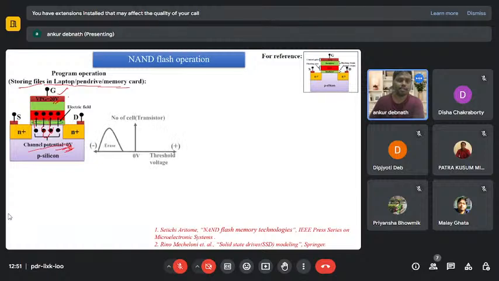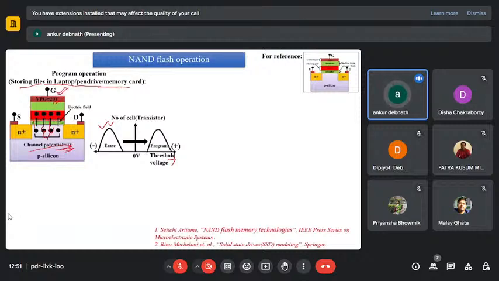So if there is an erase here, this y-axis is number of cells and the x-axis is threshold voltage. If there is an erase, then after programming, after giving 20 volt, the program will happen like this. This kind of histogram distribution. This is a cell distribution actually. So program is happening from negative to positive. It's moving from negative to positive.